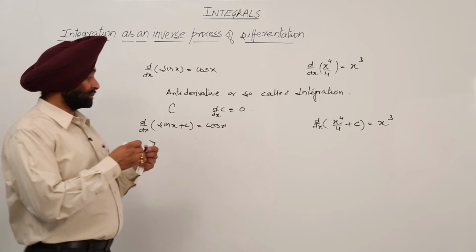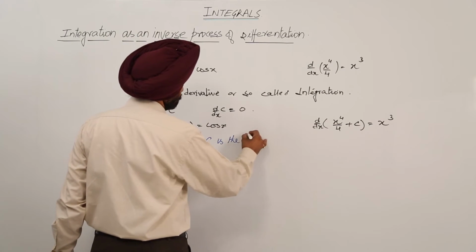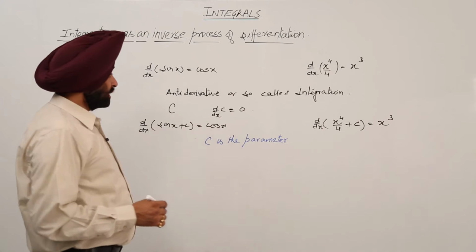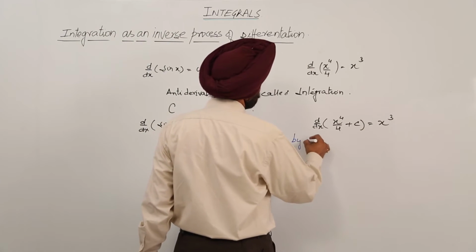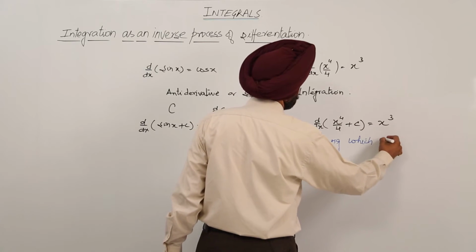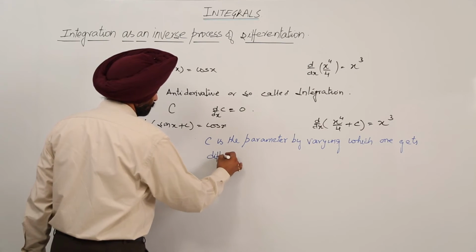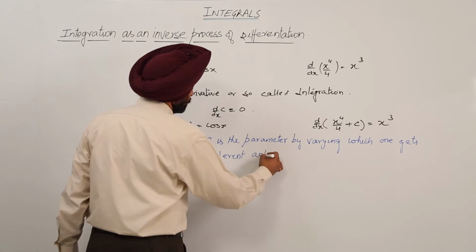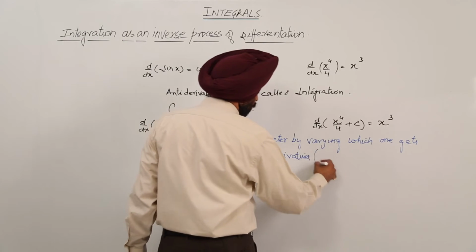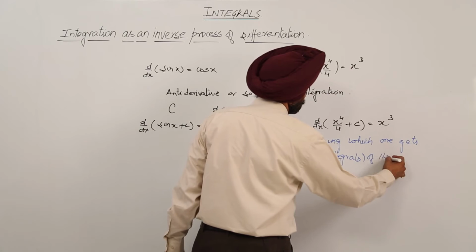Now basically what is c? c is the parameter by varying which one gets different antiderivatives, or antiderivatives are called integrals of the given function.